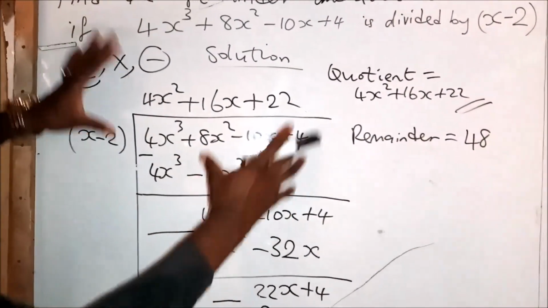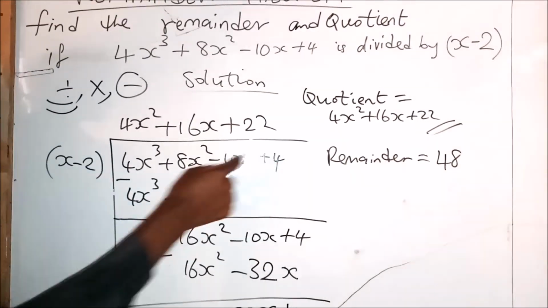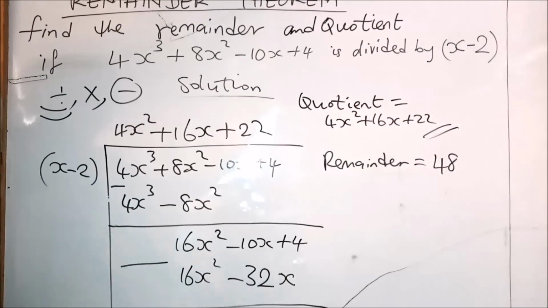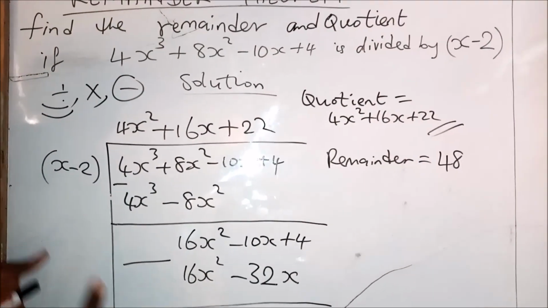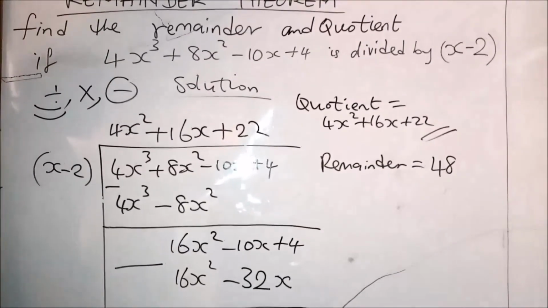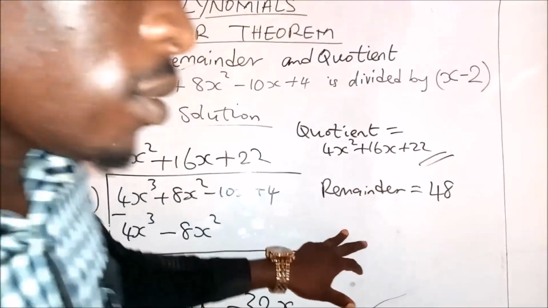Now we are using this long division to achieve these two results. So whenever we are asked to find the remainder without looking for the quotient, we have another way of doing this, but in this particular long division, you have to learn it very well because it will help you to solve both the quotient and the remainder.